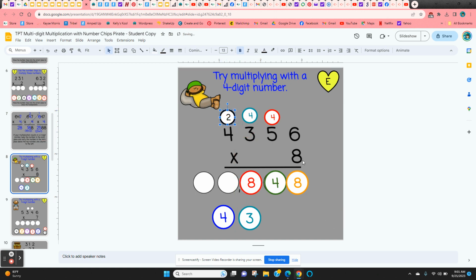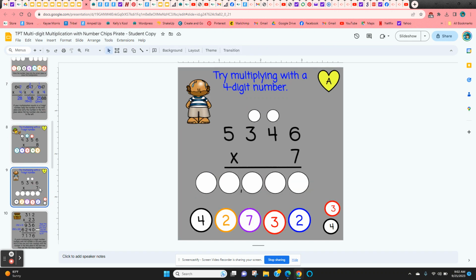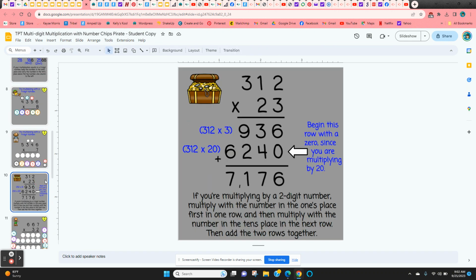And then 8 times 4 is 32, plus 2 is 34. And we get a product of 34,848. Okay, we're going to do the same thing on the next slide. And then we're going to multiply a 3-digit by a 2-digit number.